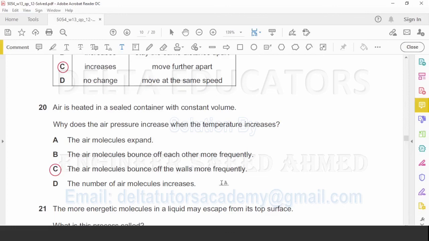Now we have completed up to question number 20. The remaining part from 21 to 40 we will solve in the next session.